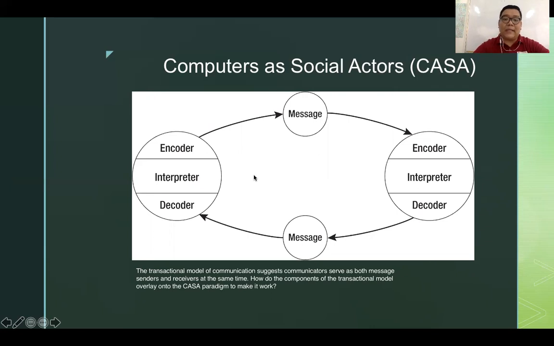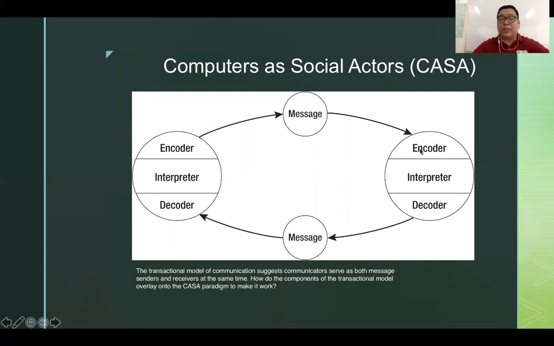However, the argument here is that in the context of computers and people's communication or transaction, we could say that both sides are actually encoders, interpreters, and decoders. So this is transactional. For example, if a person sends a message to the computer, the message being sent is here, and then the computer here is both an encoder and a decoder, and at the same time an interpreter, because there are certain algorithms that will already understand human responses or human texts.